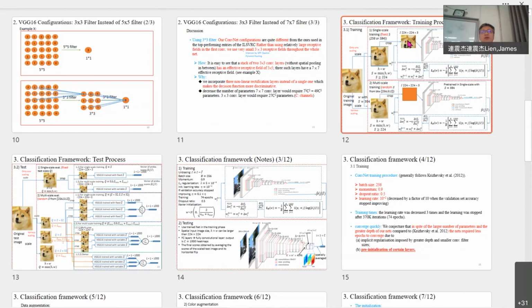They do crop. For example, suppose it's a dog. They zoom in and zoom out, but based on the center, they crop to 224 for the input. So your input object has a different size. They do this kind of process. Okay, this is their second contribution.